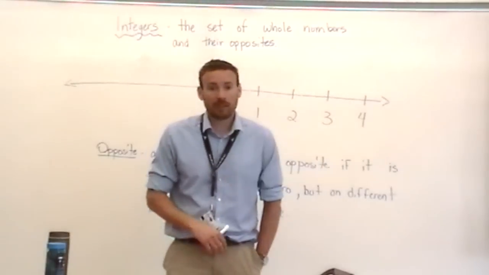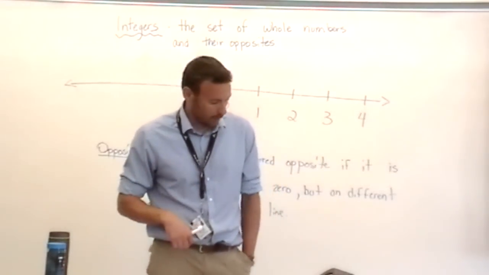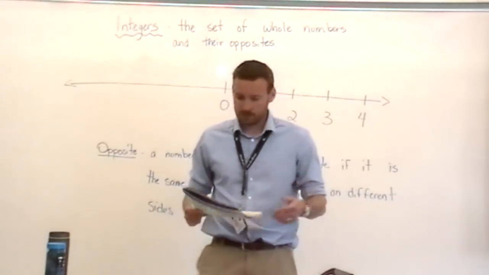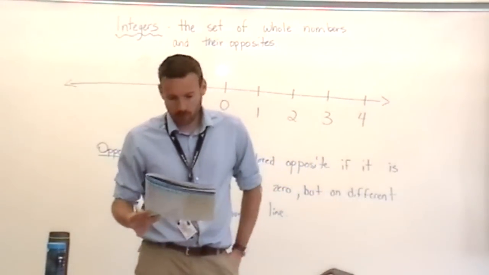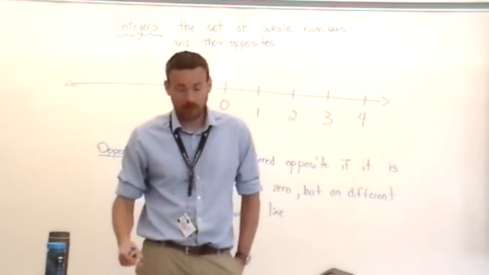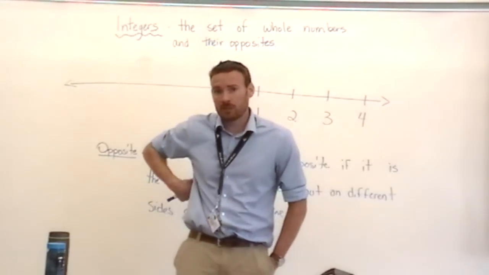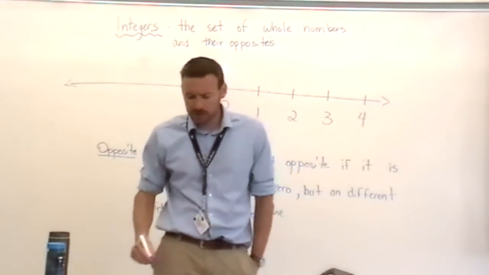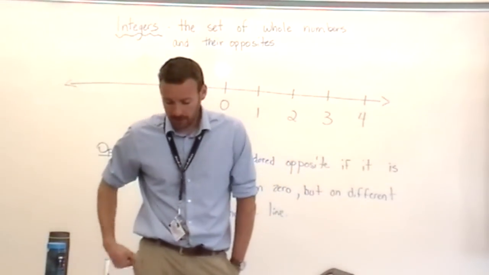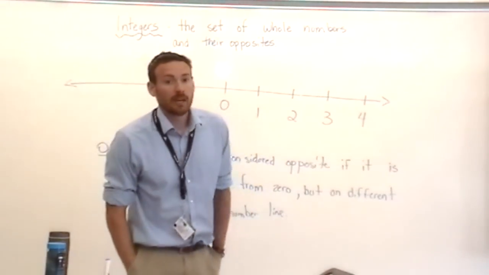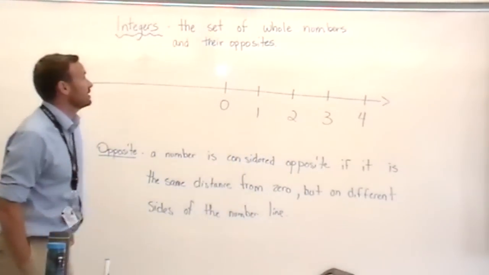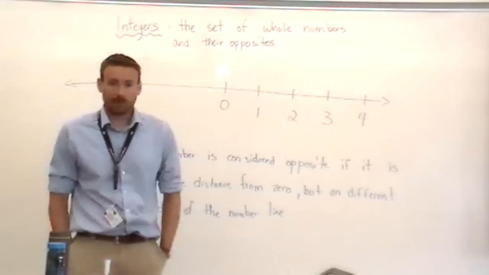So today we're going to start with lesson 3.1 in our big books, or our phone books as Mr. Allhouse calls them. That's on page 97, so you're going to want to have your textbook out and open to page 97. The first thing that page 97 talks about is integers. An integer is the set of whole numbers and their opposites.